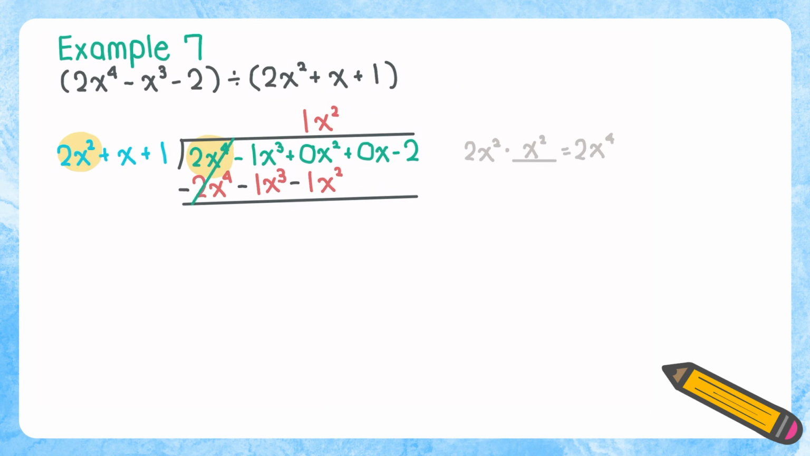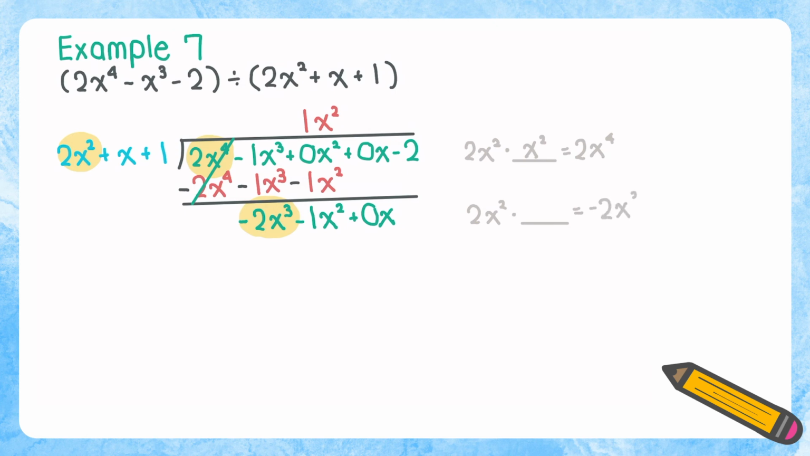This cancels out, and I'm left with negative 2x cubed minus 1x squared, and then I pull down the plus 0x. So even if it's a filler, remember to pull it down. Okay, so 2x squared times what would equal negative 2x cubed?